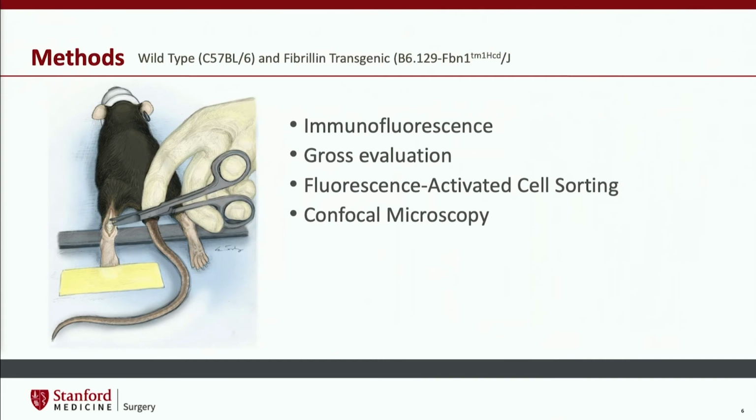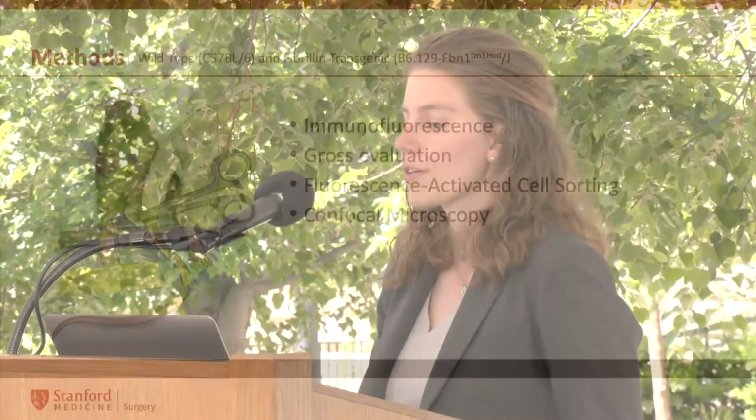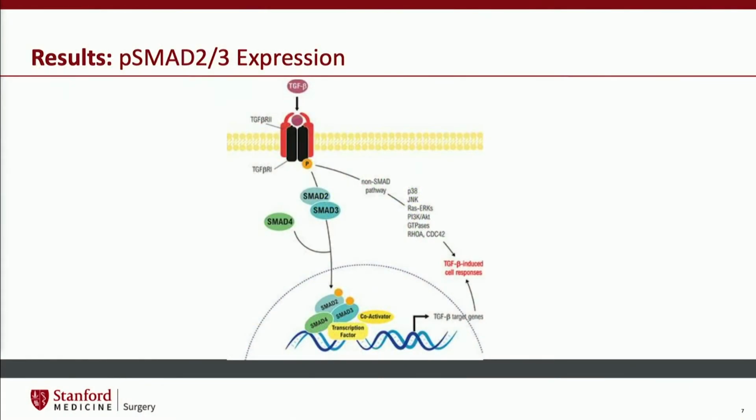We utilized a model that we have previously discussed where we do a partial tenotomy at the tendon to bone interface, and we used wild-type mice as well as a transgenic that we developed, which I'll talk about in a little bit, and we utilized immunofluorescence, gross evaluation, FACS sorting, and confocal microscopy. First, we wanted to confirm our findings from RNA-seq, specifically that there was a downregulation in TGF-beta signaling. So we looked at the protein level.